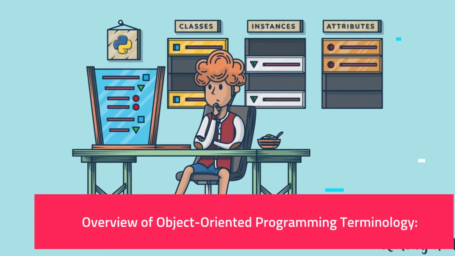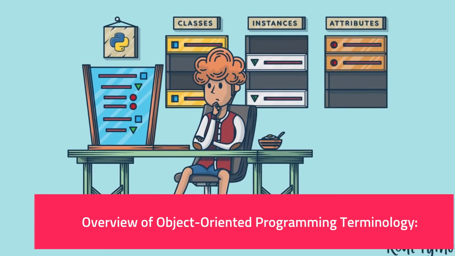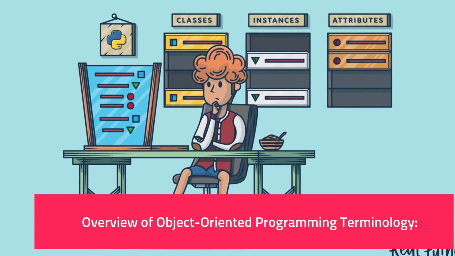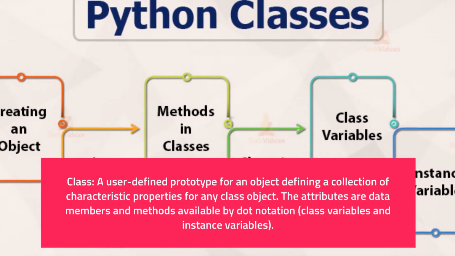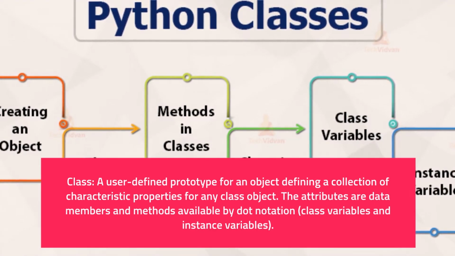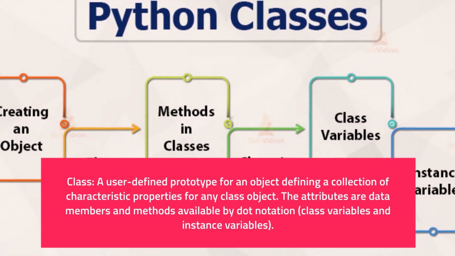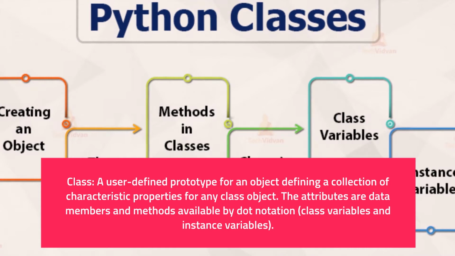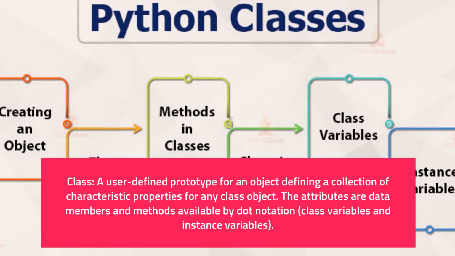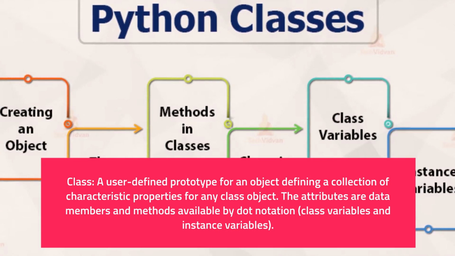Overview of object-oriented programming terminology. Class: a user-defined prototype for an object, defining a collection of characteristic properties for any class object. The attributes are data members and methods available by dot notation, class variables, and instance variables.